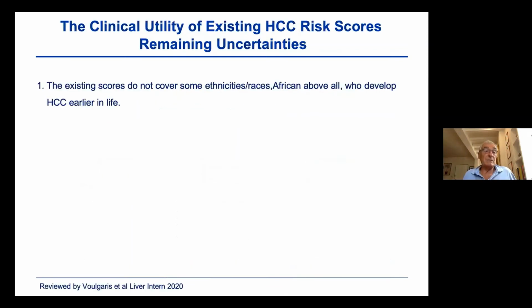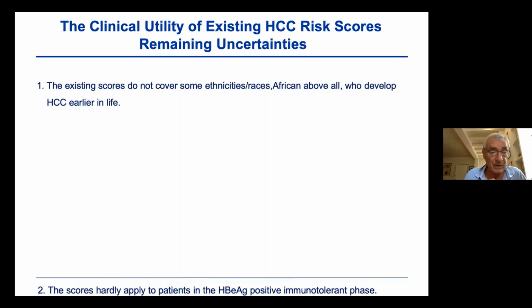Now, the obvious question that comes is how clinically useful are the HCC risk scores? Is there any doubtful position in using them? What are the warnings, the caveats? Okay. Point one, the existing scores do not cover some ethnicities and race. We said that, African above all, and Africa is a big reservoir of liver cancer. And these people usually develop cancer early in life. So we need to test this risk score in this population.